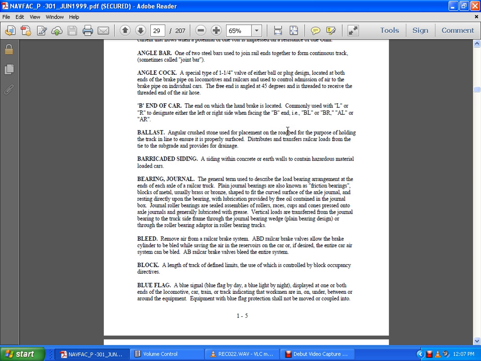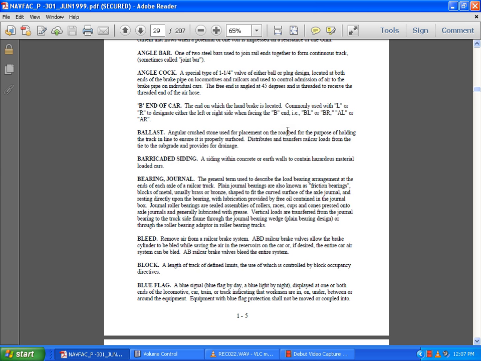Journal roller bearings are sealed assemblies with roller races, cups or cones pressed onto the axle journals, generally lubricated with grease. Vertical loads are transferred from the journal bearings to the truck side frame through the journal bearing wedge in the plain bearing design, or through the rolling bearing adapter in rolling bearing trucks.